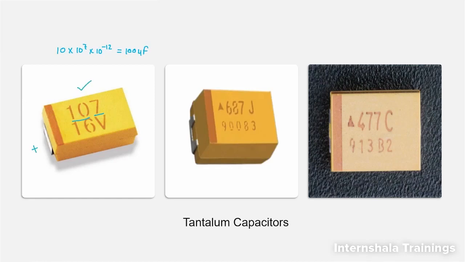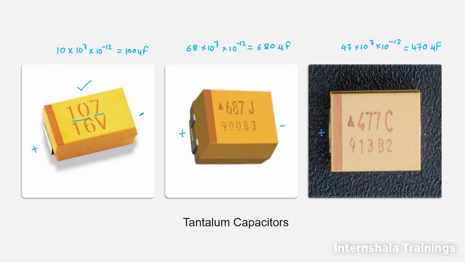And this one is the positive terminal. You can see the marking here, and this one is the negative terminal. Okay, so that's the 100 microfarad capacitor. Now let's calculate the value for this capacitor. It's going to be 68 into 10 to the power 7, and after that into 10 to the power minus 12. That gives us 680 microfarad. This capacitor has a value of 680 microfarad, and this one is the positive and this one is the negative terminal. In this case, it's going to be 47 into 10 to the power 7, and after that the multiplier 10 to the power minus 12 gives us 470 microfarad. So that's the value for this capacitor.